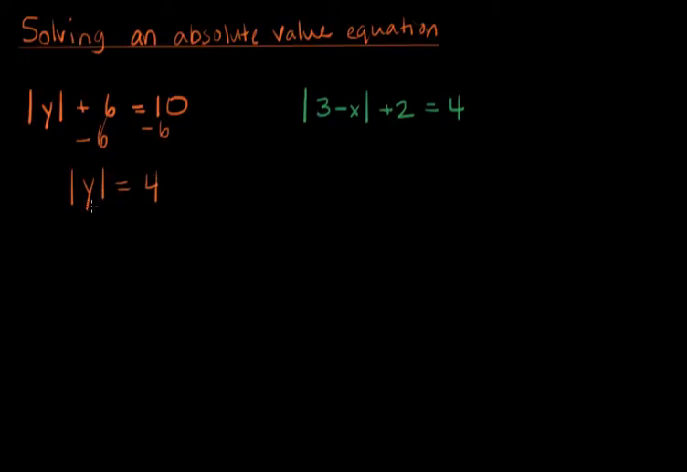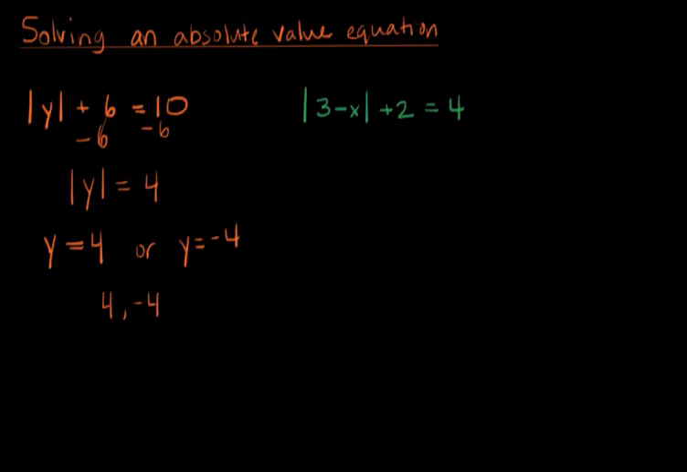So now we can say, okay, something in the absolute value that's equal to positive 4 means that the stuff inside the absolute value is either equal to 4 or it's equal to negative 4. There's nothing else to do, so this is our answer. y is equal to 4 or negative 4.